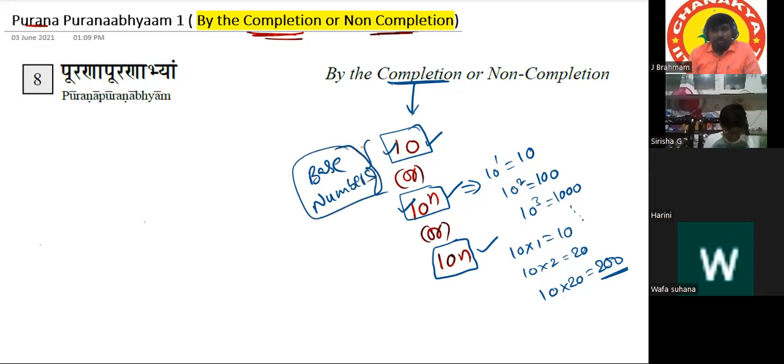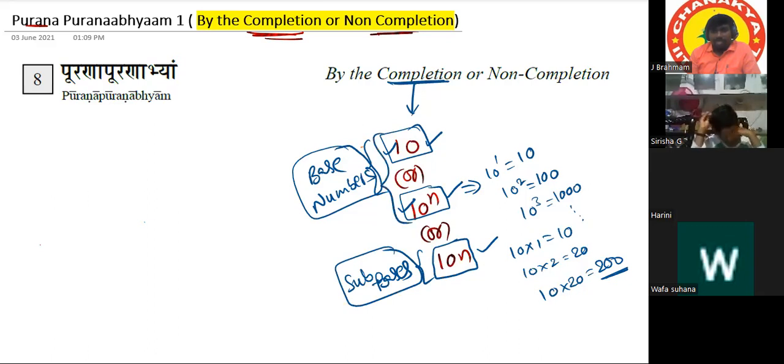Okay, for which numbers will we say base numbers? Tens or 10 powers. Then what about 10 multiples? 10 multiples we will call sub base numbers. Sub bases. So these are the base numbers and these are the sub bases. We will learn clearly what these base numbers and sub base numbers are, and what the applications of these numbers are. We'll see everything.